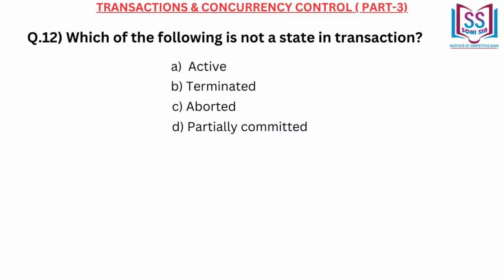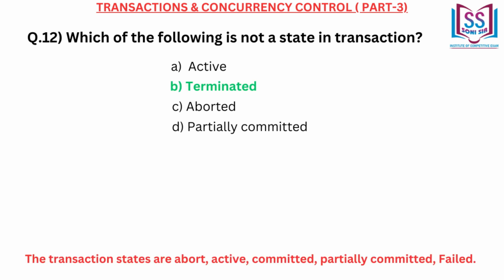Which of the following is not a state in a transaction? A. Active, B. Terminated, C. Aborted, D. Partially committed. Correct answer B. Terminated. The transaction states are abort, active, committed, partially committed, failed.